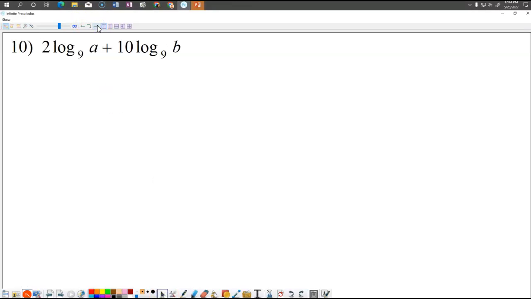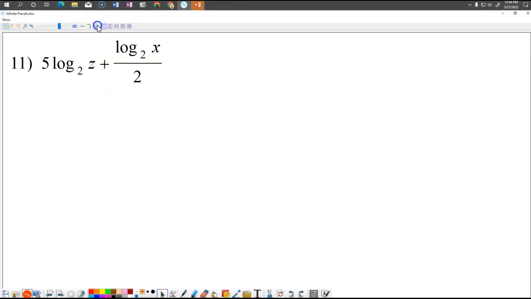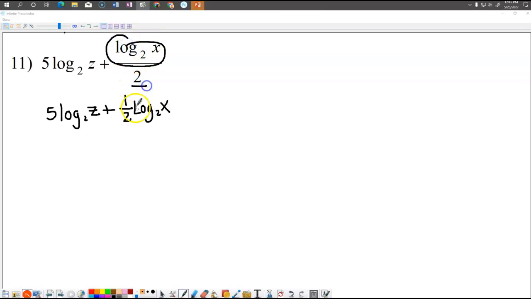Number 10 should be like that, so I'll let you guys do number 10, and we'll move on to number 11. Number 11 is interesting because there's that fraction-looking thing there. How we're going to handle that is we're going to rewrite it as 1/2 times log base 2 of x. Dividing a log by 2 is the same thing as multiplying a log by 1/2. So we're going to rewrite it that way.